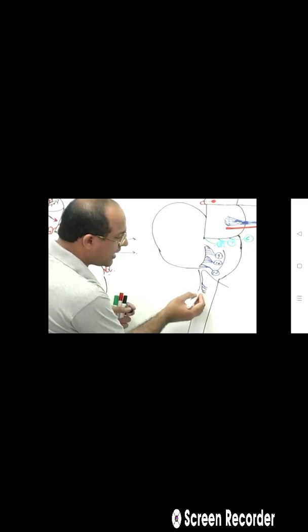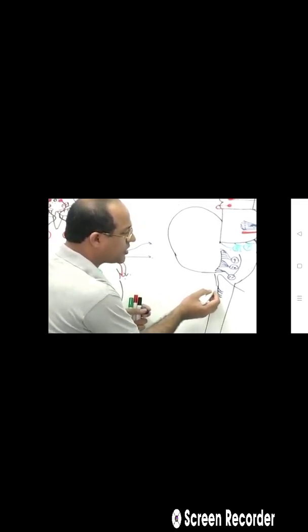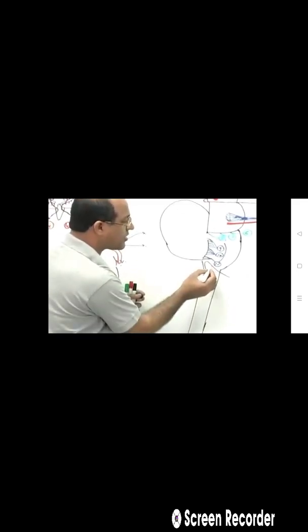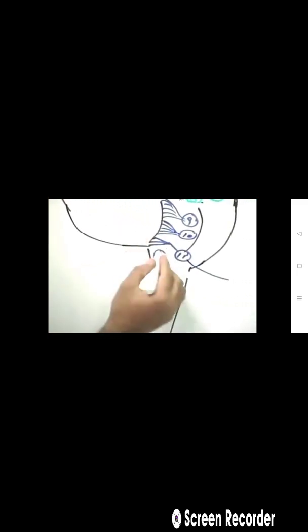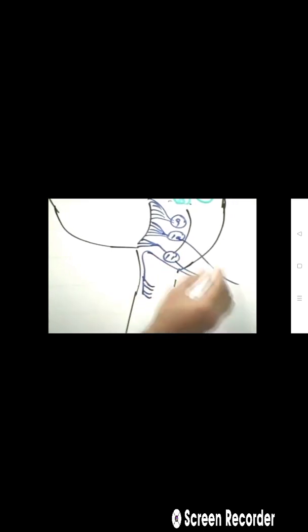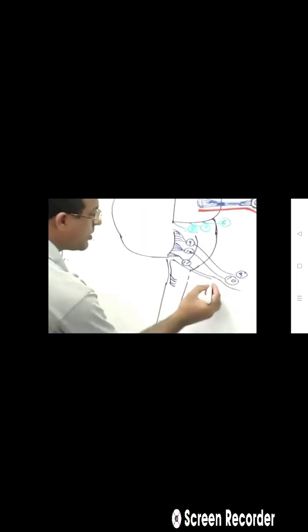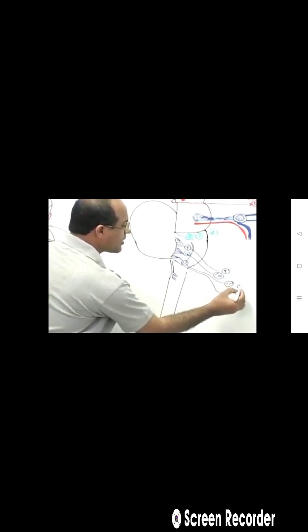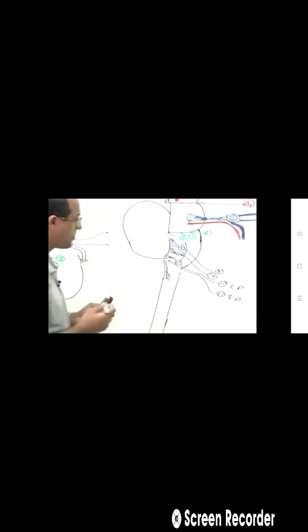Spinal part of 11th nerve. Its rootlets make a bundle which is moving upward through the foramen magnum, and it meets with the cranial part of 11th nerve, right? Now, here is 10th nerve, and here is 9th nerve. 9th, 10th, cranial part of 11th, and spinal part of 11th.